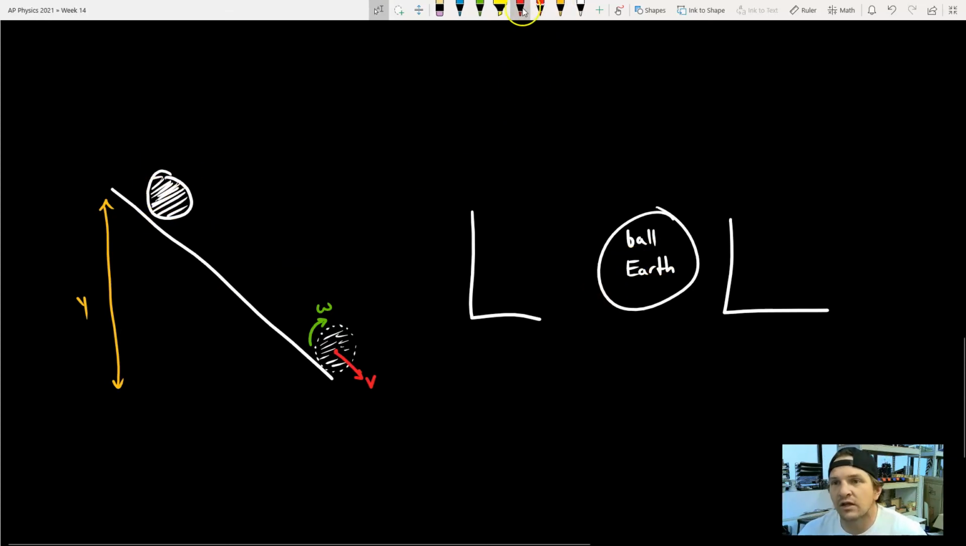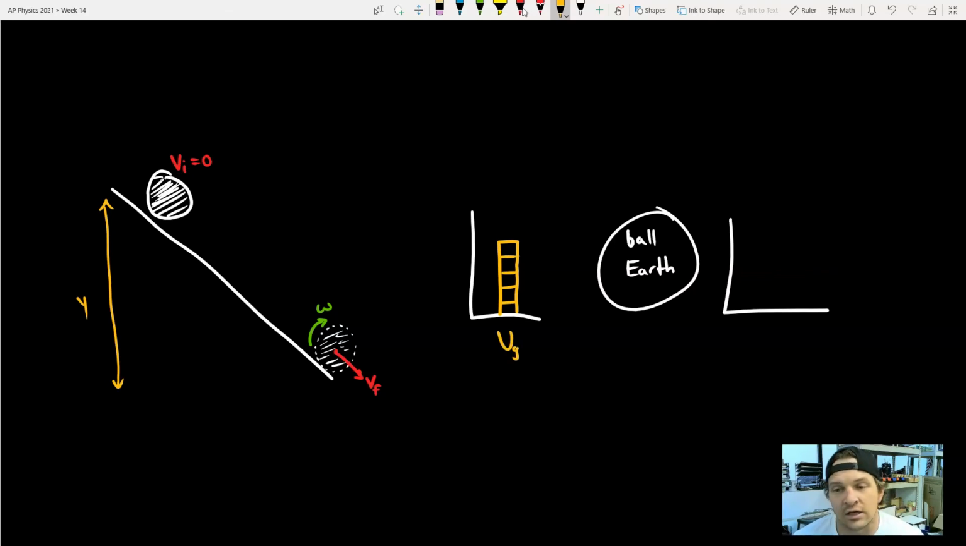At the beginning, let's say that it's not moving, right? And at the end, it has a linear or translational speed. So the center of mass is moving at the end. But we now also have this rotational velocity, this angular velocity. So let's start just like we did before. At the beginning, it's not moving. There's 5 blocks of energy, and that's all in its initial gravitational potential energy.